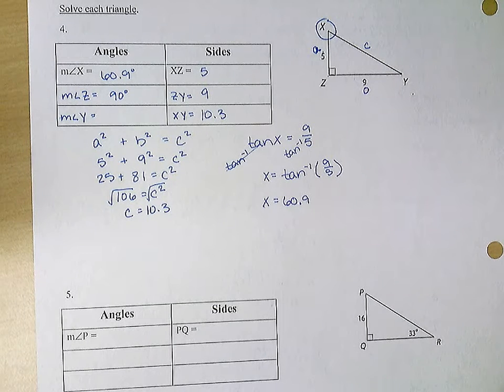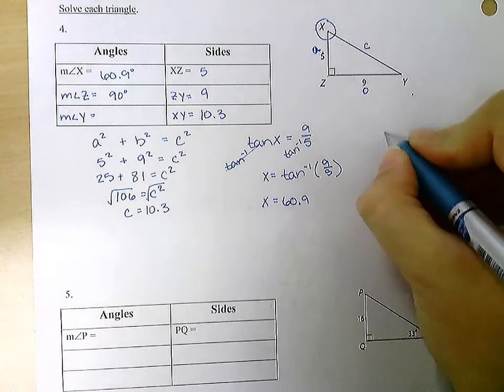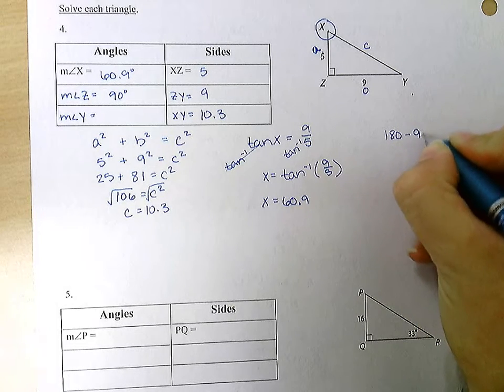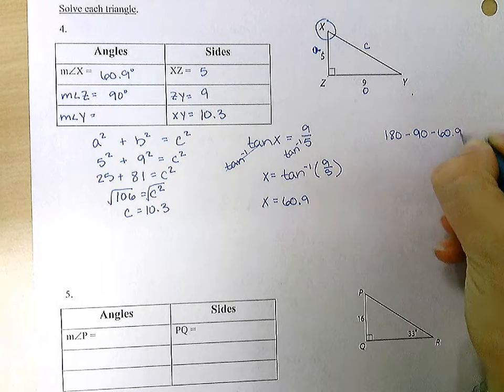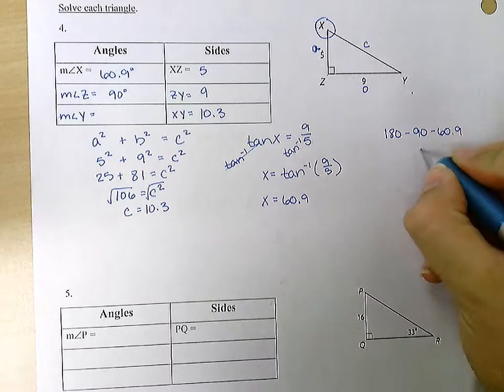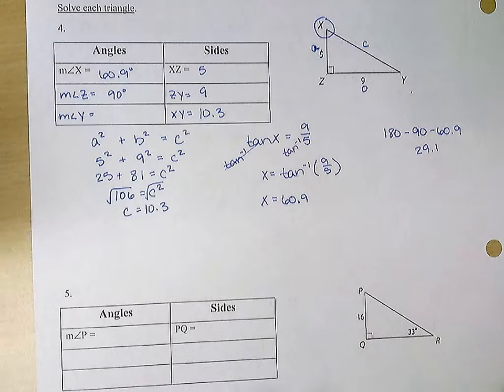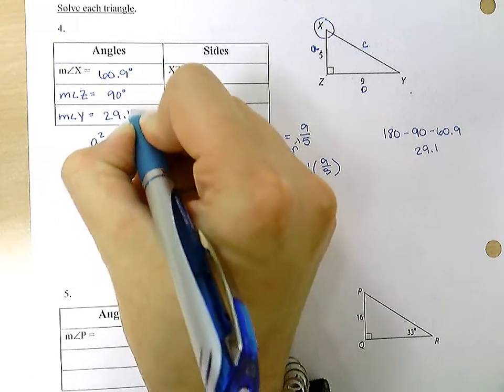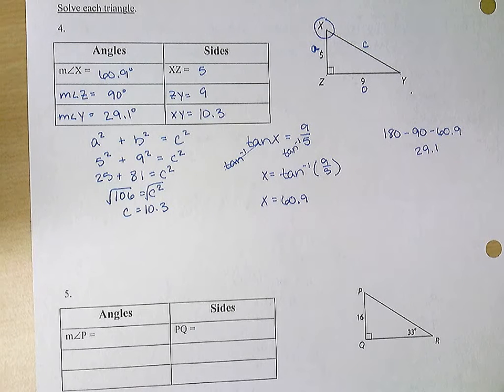However, all three of your angles have to add to 180 in a triangle. So all three angles have to add to 180 in a triangle. So all I have to do is take 180 minus 90 minus 60.9 to get that third angle. So you should get 29.1. Either way, if you use the inverse or just subtract from 180 to get that third angle, you should get 29.1 degrees, or about that.